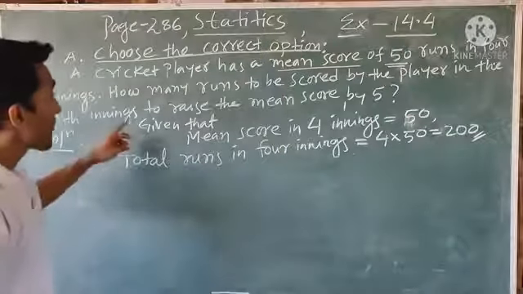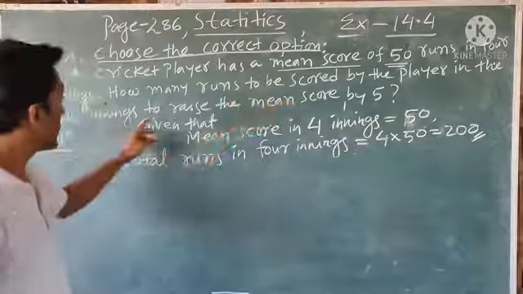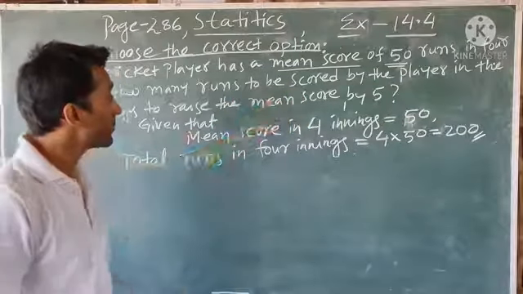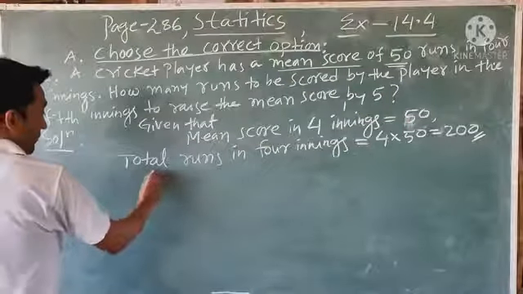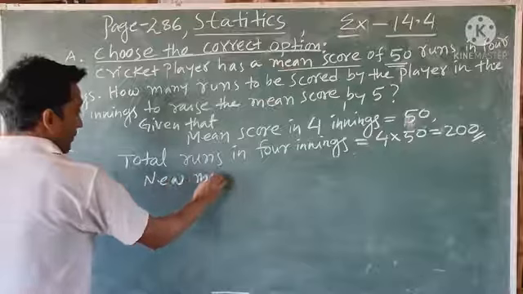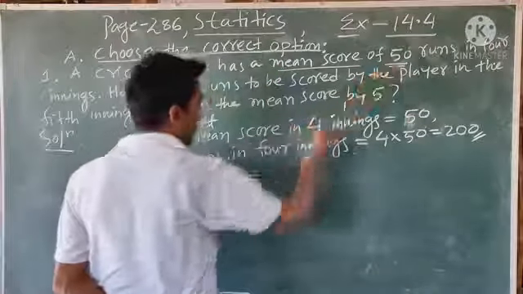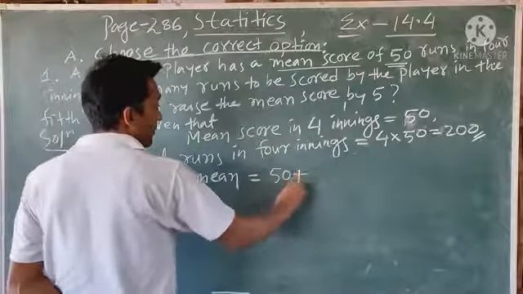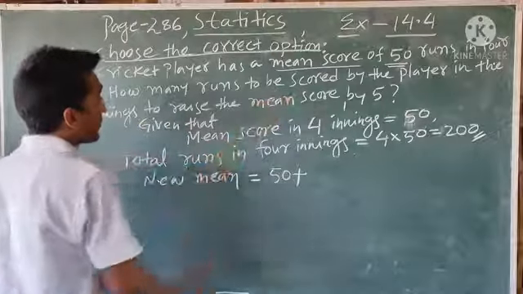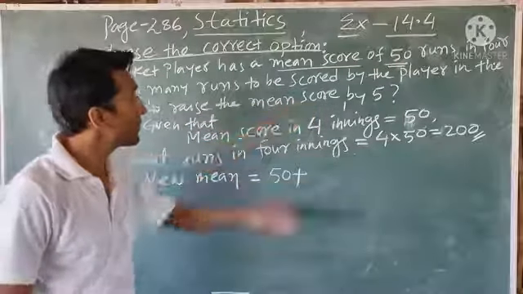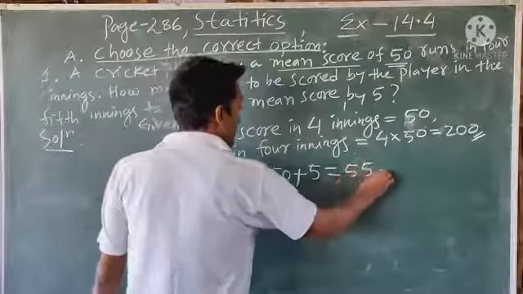Now you see, how many runs to be scored by the player in the 5th innings to raise the mean score by 5? So now new mean: previous in 4 innings mean score is 50. Mean score has to be raised. How many runs does he have to score to raise the mean score by 5? So new mean will be 55.